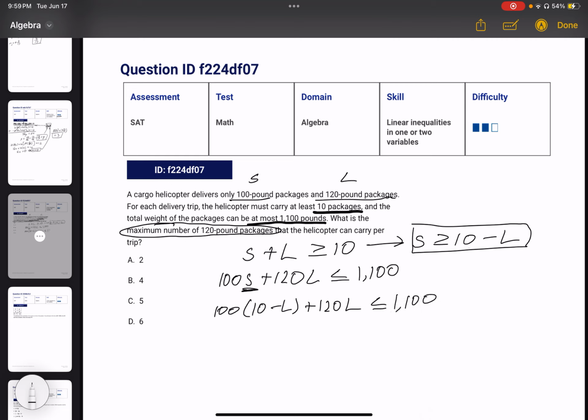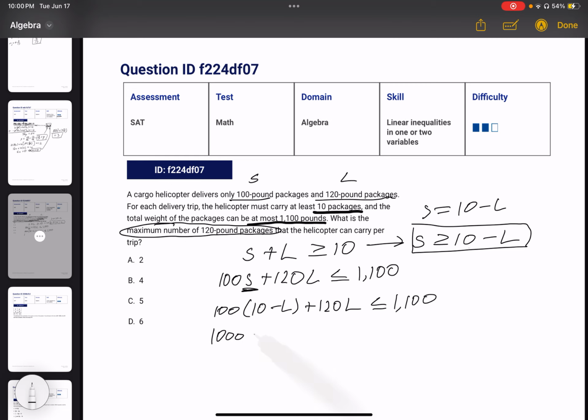Before we keep going, I'm going to explain why you kind of ignore the greater than or equal to sign. It's asking for the maximum amount of large bags. So you could theoretically have many more small bags, but if you're taking the minimum amount of small bags, since this is greater than or equal to, taking the equal to gives the minimum amount. So this is really just S equals 10 minus L. And that's why it works in here. I hope that makes sense. It's a little confusing. And then just distribute.